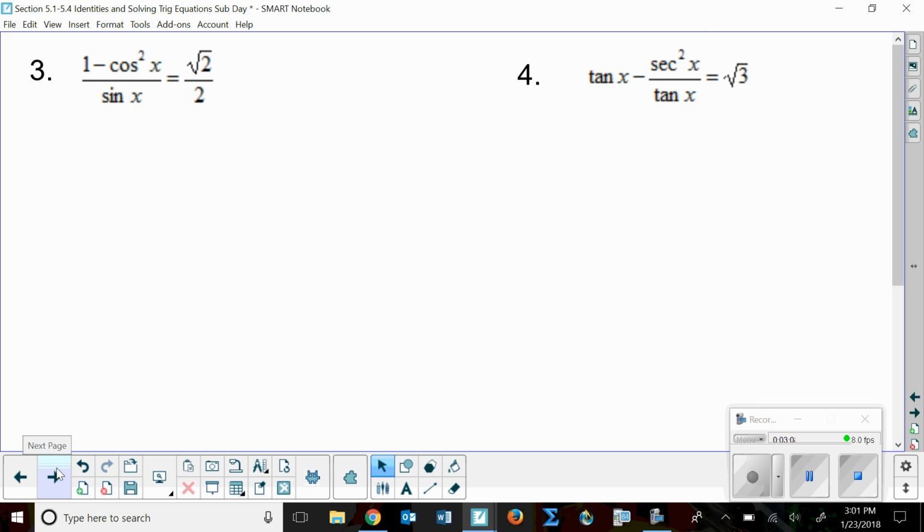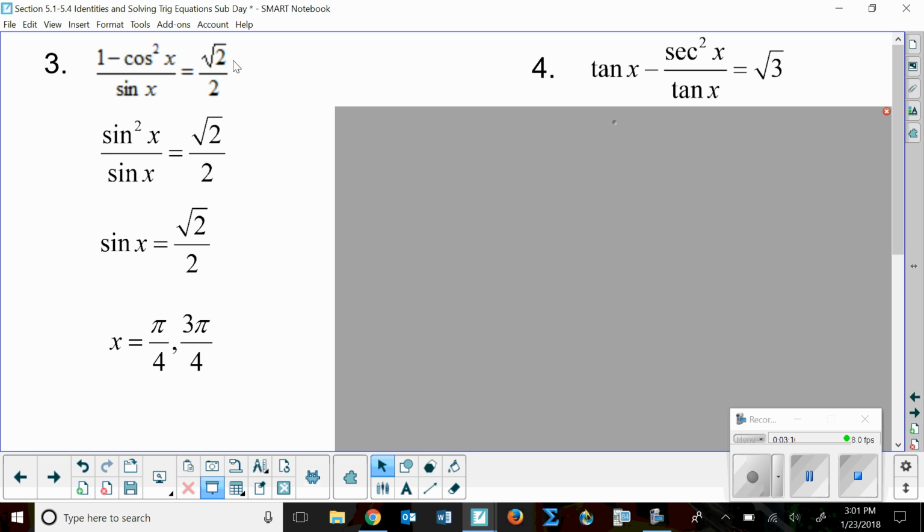All right, so you should have just worked on these two problems, and here's what you should have come up with. On this left side, 1 over cosine squared x, you should get sine squared x. Then you should say, hey, these simplify. Sine squared x over sine x is sine x. And then you're just solving this basic trig equation to get pi over 4 and 3 pi over 4.